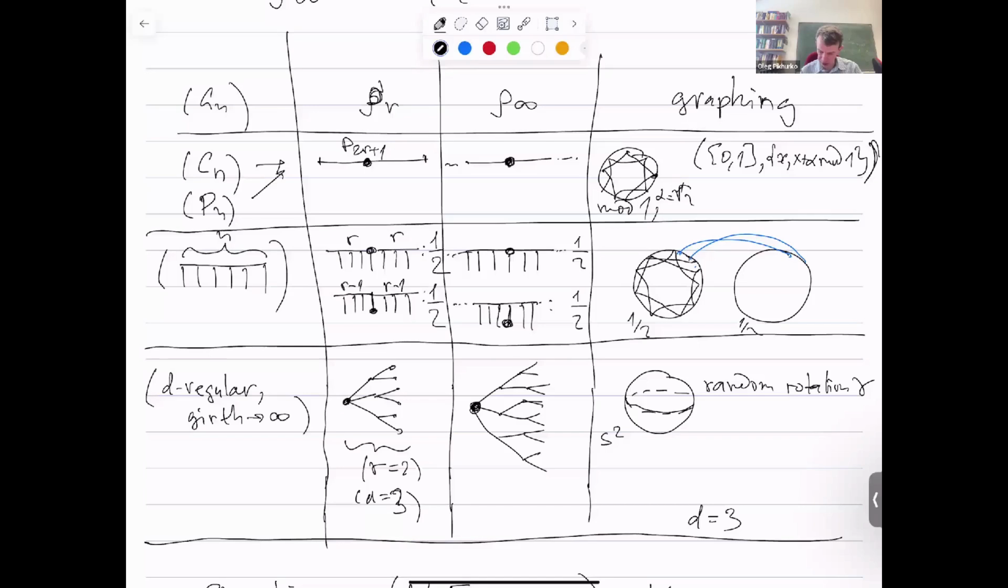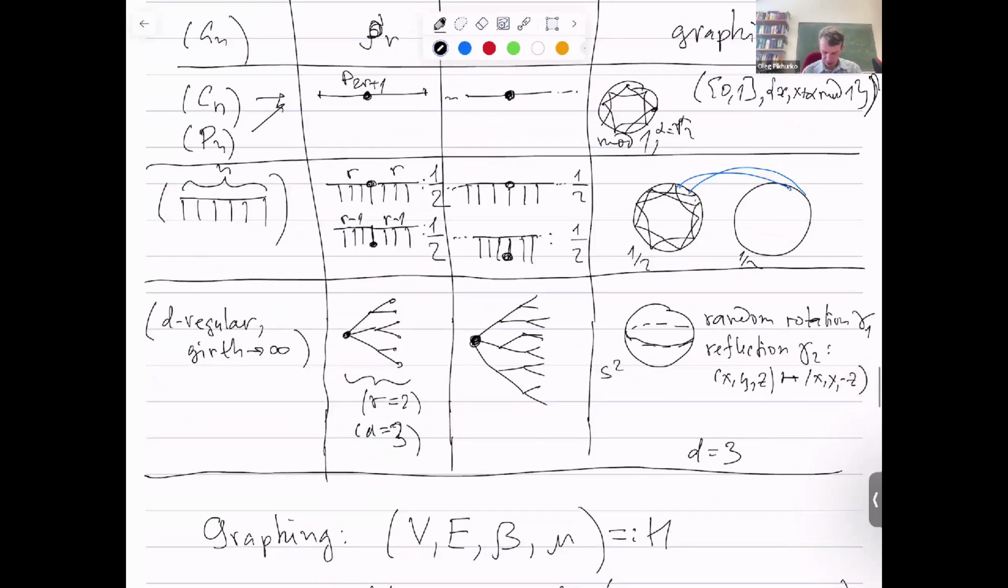So what you can do, you can add, maybe call this rotation gamma 1, and then you can take a reflection, say along the z-axis. Reflection gamma 2 maps x, y, z, say it keeps x and y but reflects z. And then what are your edges? You connect the pairs x and the result when you apply one of these gamma i's to x.